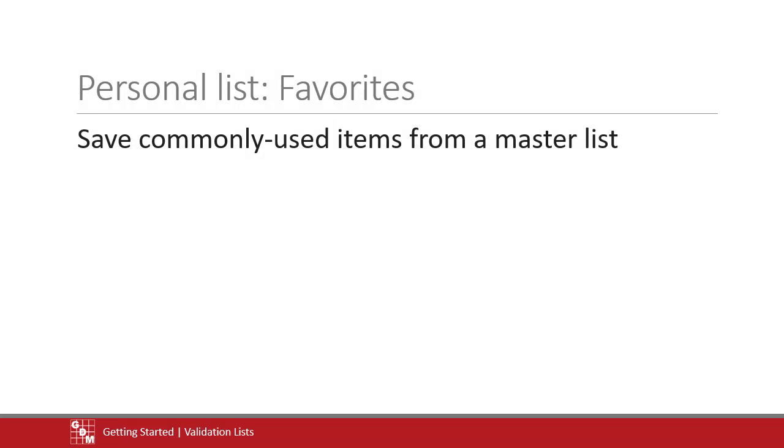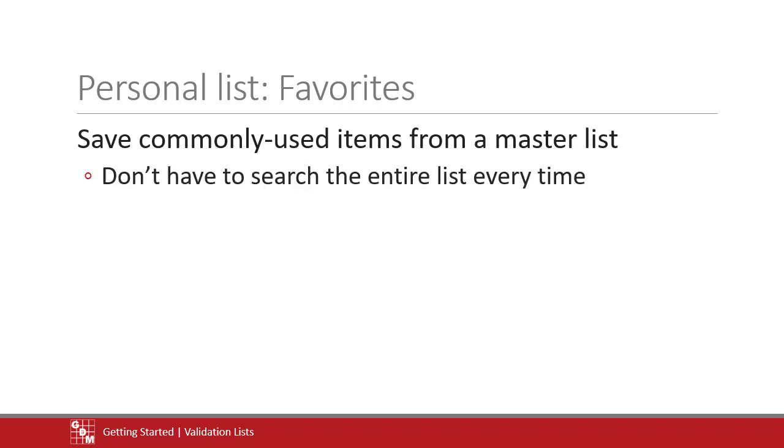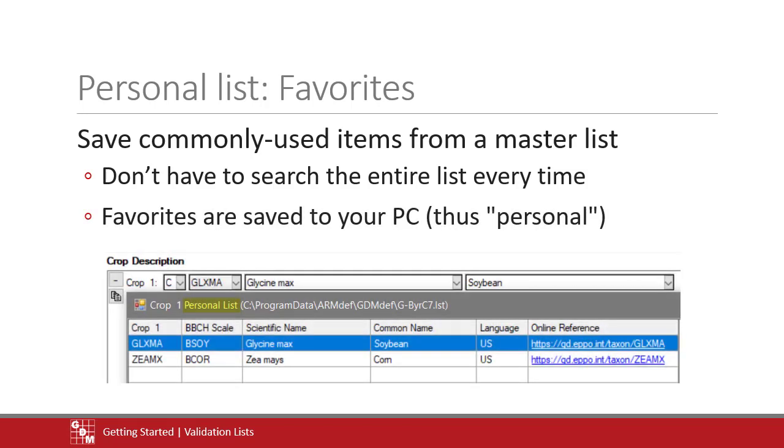These master lists can be expansive, covering all types of research. So you can typically define a list of favorites, keeping a short list of your most commonly used items. This way, you do not always have to search the entire master list, saving time. These lists are saved to your computer, and so are referred to as personal lists within ARM.